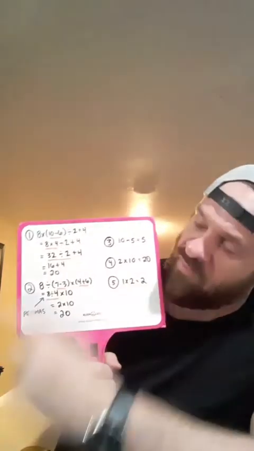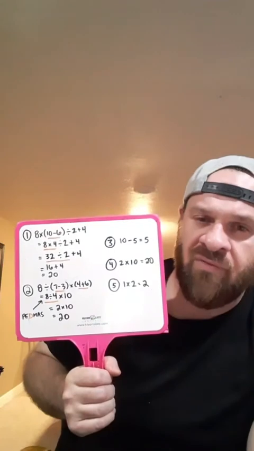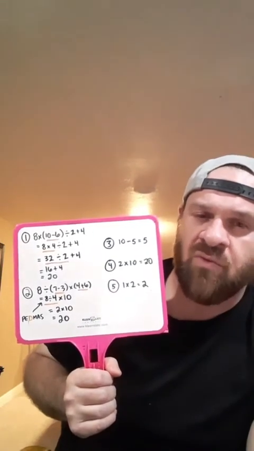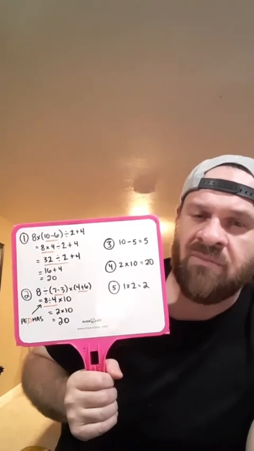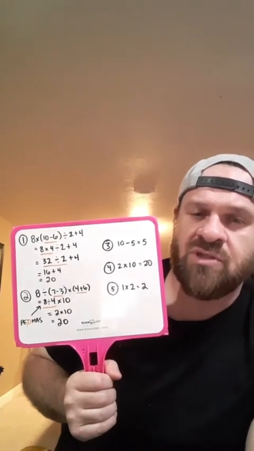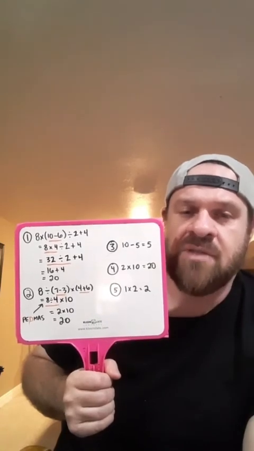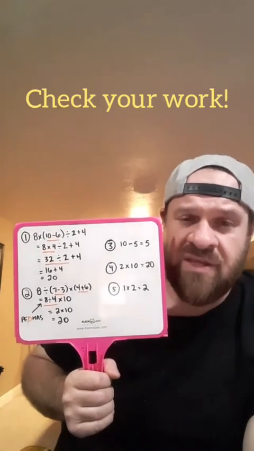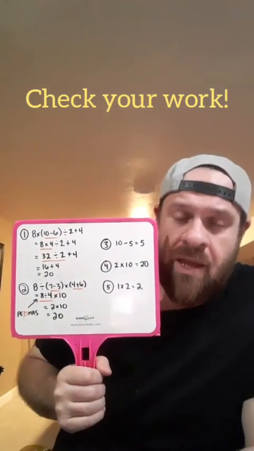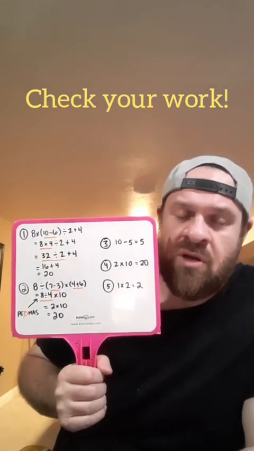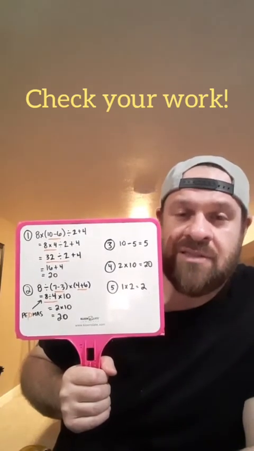All right, so for our last 3 problems here, we have for number 3, 10 minus 5 equals 5. For number 4, 2 times 10 equals 20, and number 5, 1 times 2 equals 2. Those are the last layers of all 3 of those problems, and if you do not have these as your last 3 layers, then probably somewhere along the way you made an error, and you should go ahead and review to try to figure out why your last layer does not look like this.